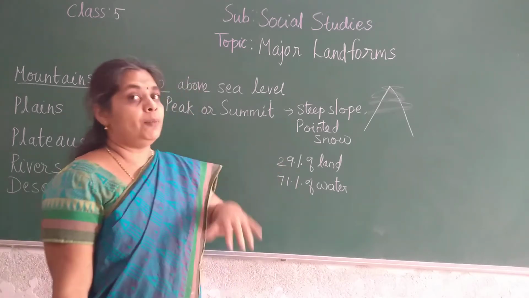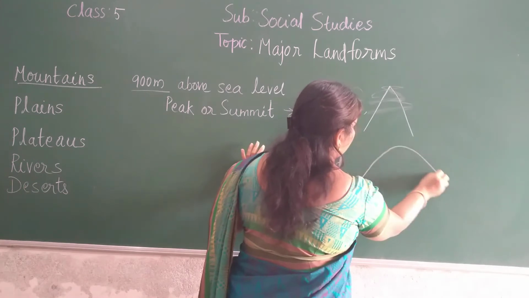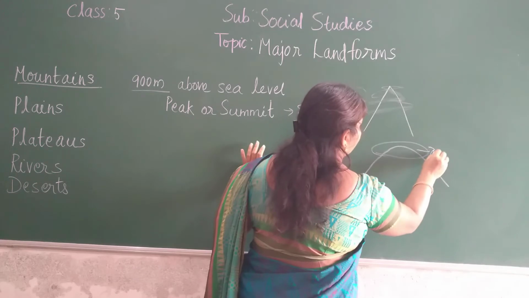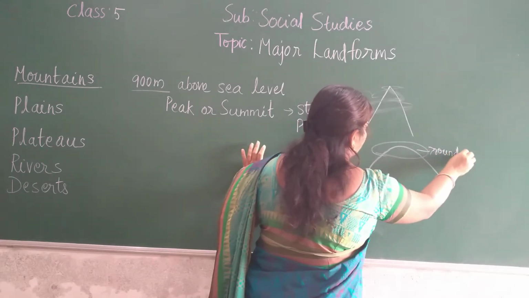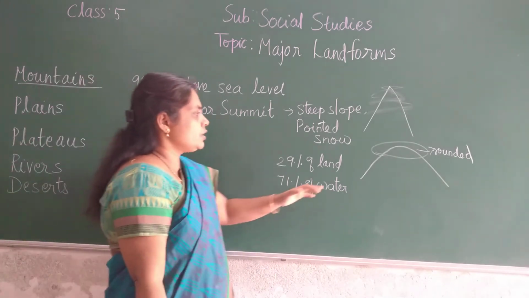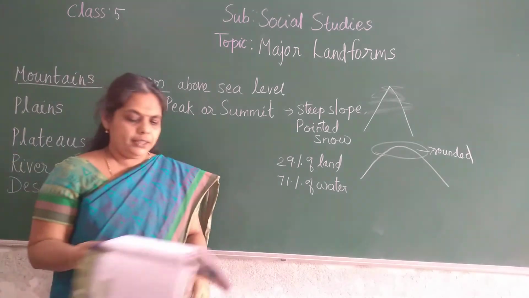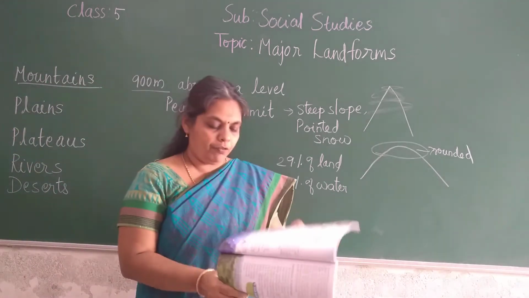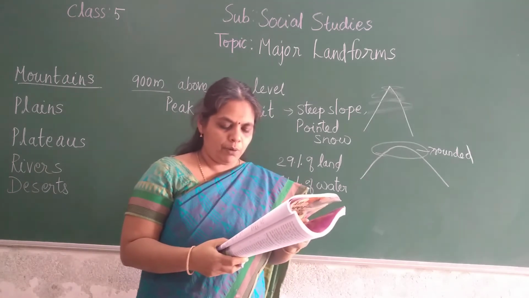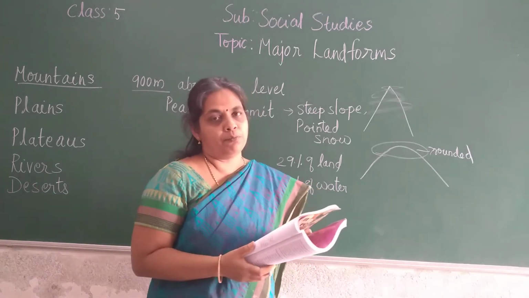Some of the mountains will have a rounded top, children. Observe how I have drawn this. This is a rounded mountain, children. They are not that high. So that is the length and the shape of a mountain, and then you have the series or chain of mountains, children.